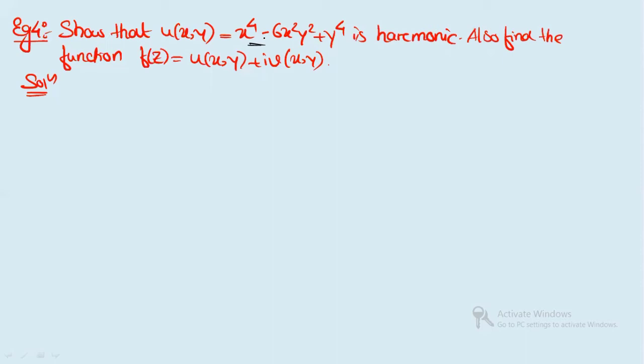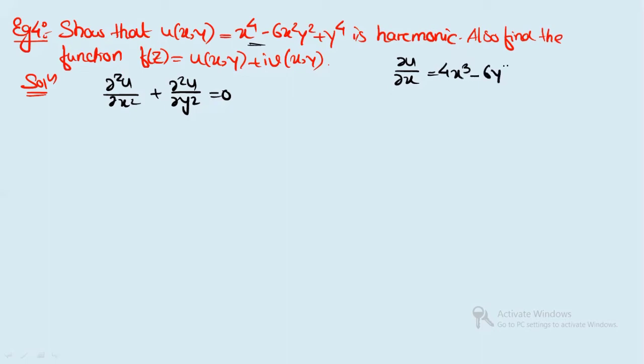So first, the condition for a harmonic function is: del square u del x square plus del square u del y square equals 0. So let's do it here. First you will do del u del x, differentiating once. You will get 4x cube.